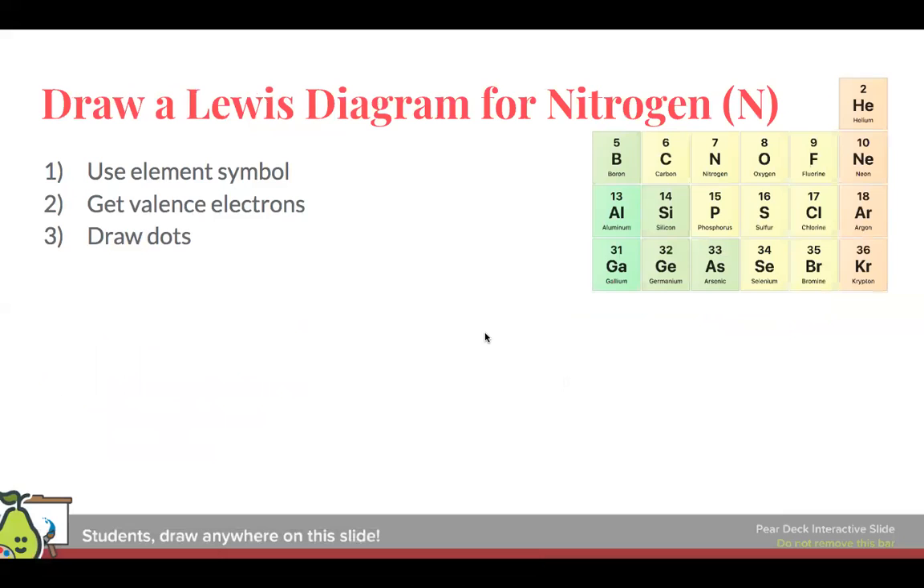So this is on your slide. If you were in Pear Deck, you'd be drawing. My suggestion to you is to get a piece of paper, get a pen, and try to draw the Lewis diagram for nitrogen. You want to start with its symbol, which I've given you as N. You need to get its valence electrons, then you need to draw the dots. So pause and try that.